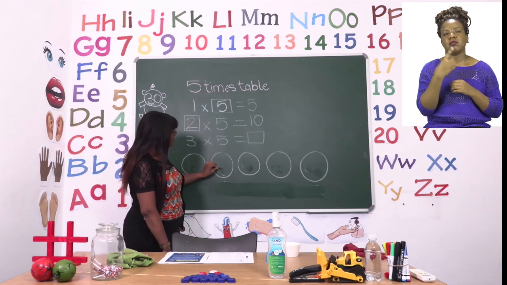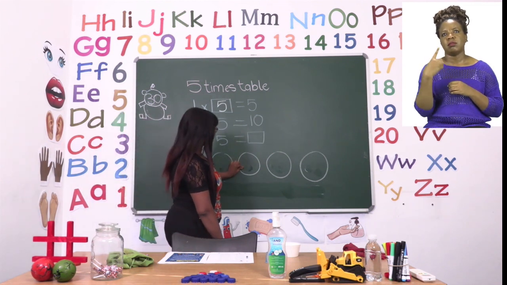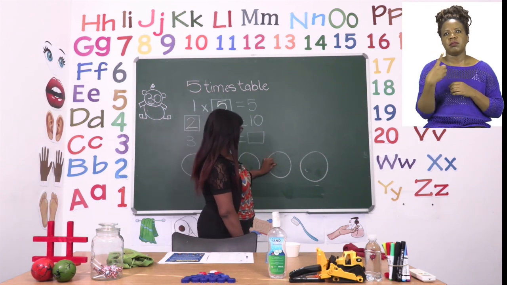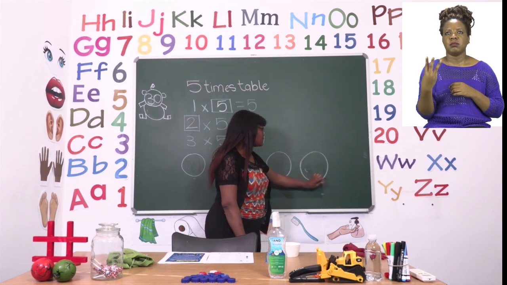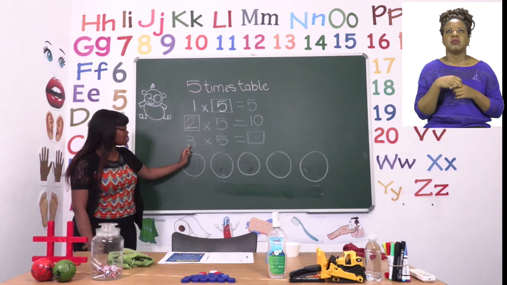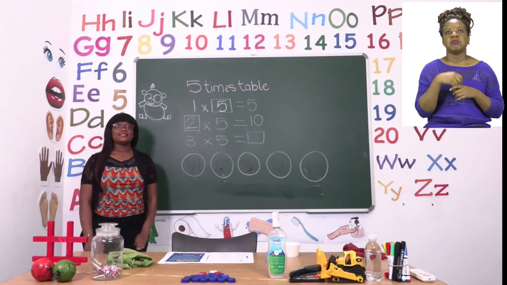1, 2, 3. 1, 2, 3. 1, 2, 3. 1, 2, 3. 1, 2, 3. So now we have put 3 things in our 5 sets, and to get our answer, we need to add everything together by counting what is in all the sets.